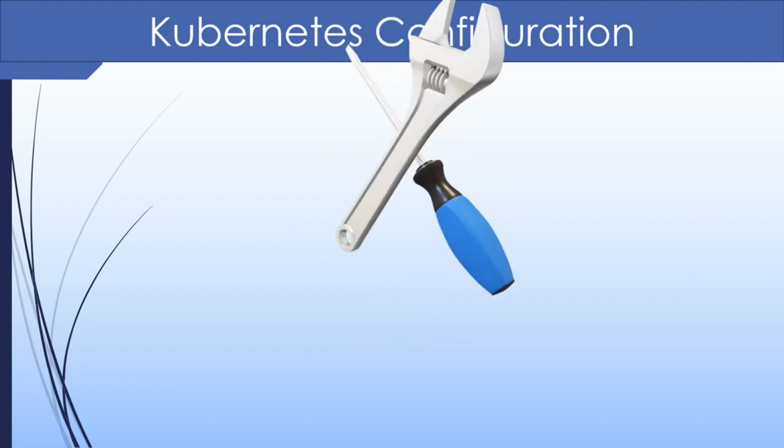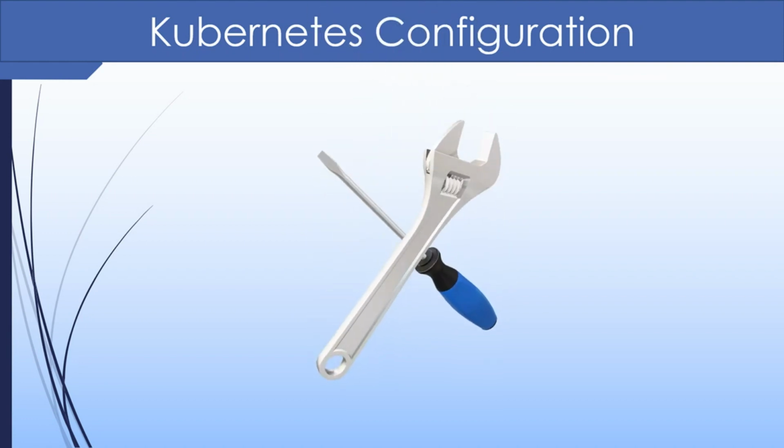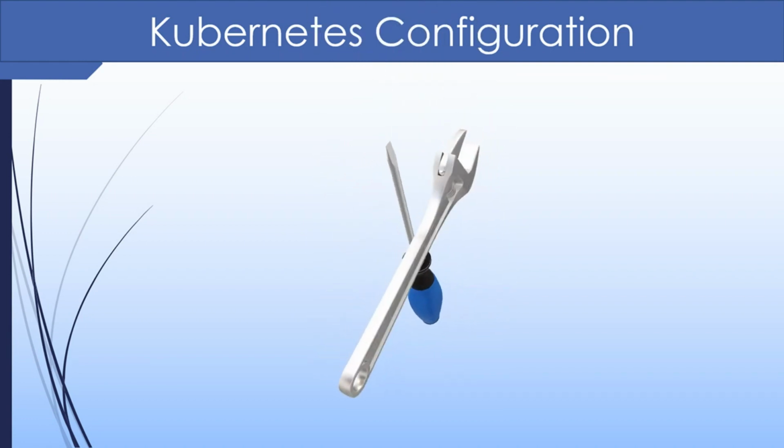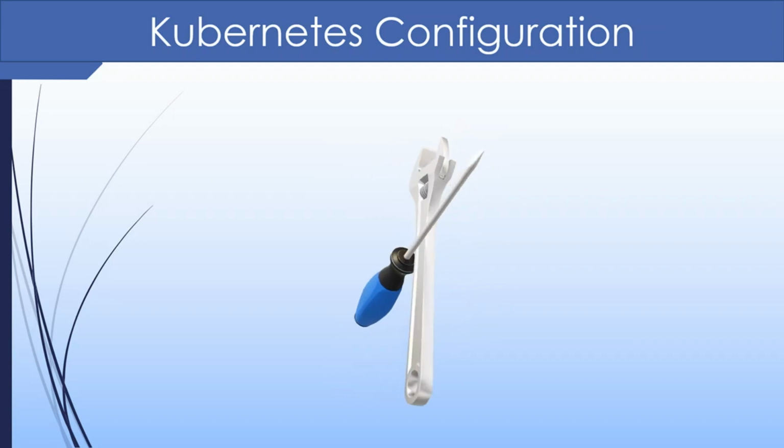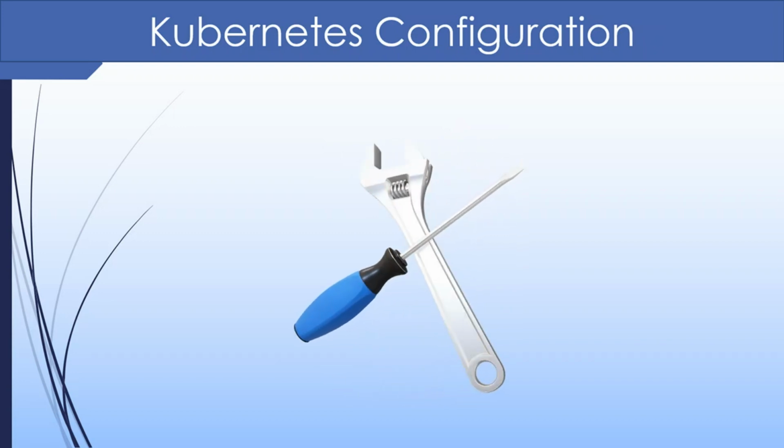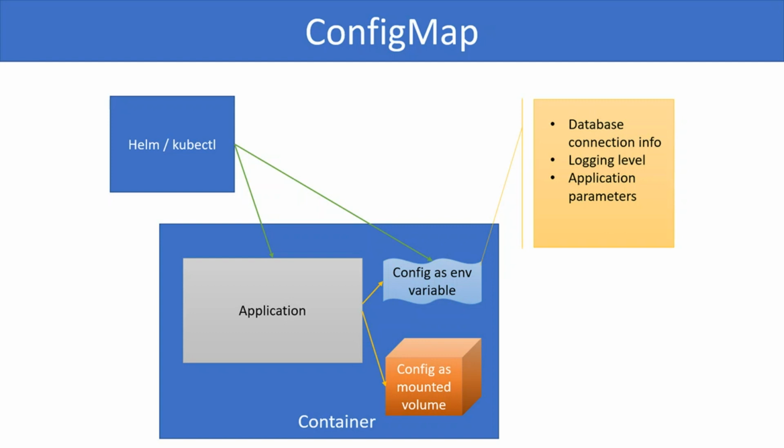Config maps are used to provide most of the configuration information to Kubernetes, except for sensitive information which is provided through secrets. We will look at secrets in the next video. There are two ways to consume configuration information by an application. The first is by passing the configuration info as environment variables in a pod. In this case, the config map needs to be created before the application is deployed.